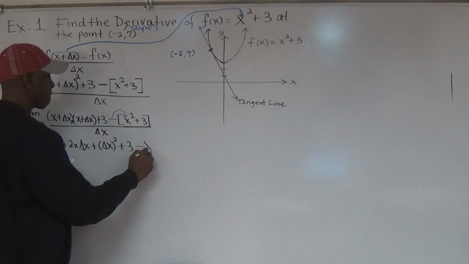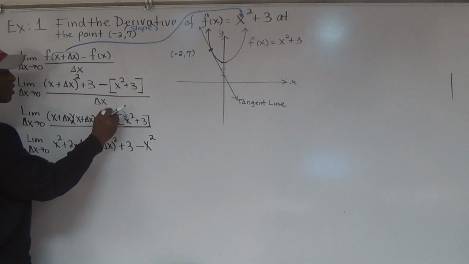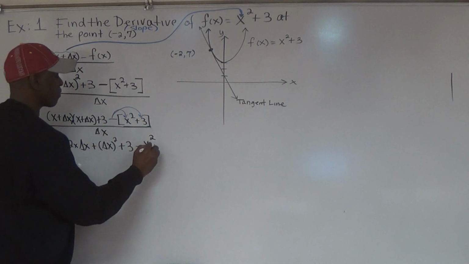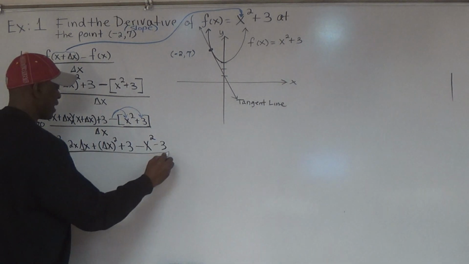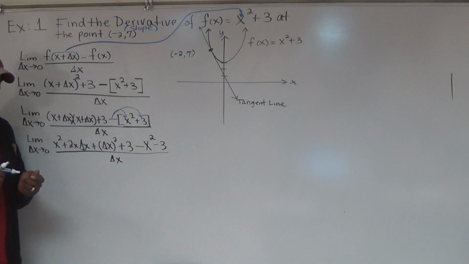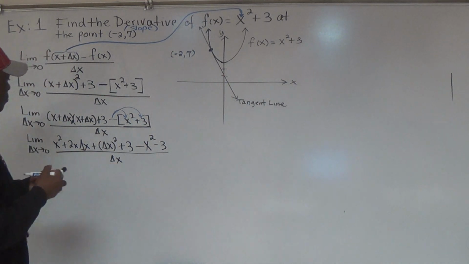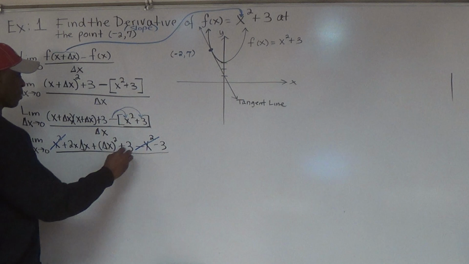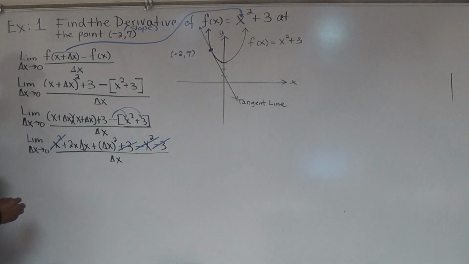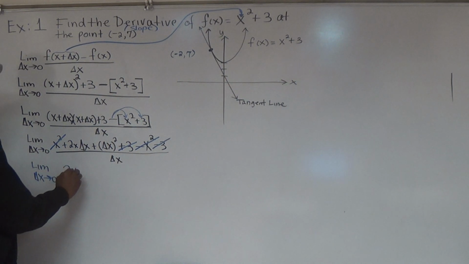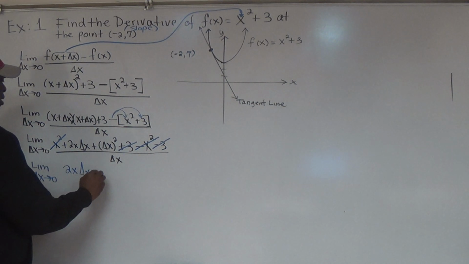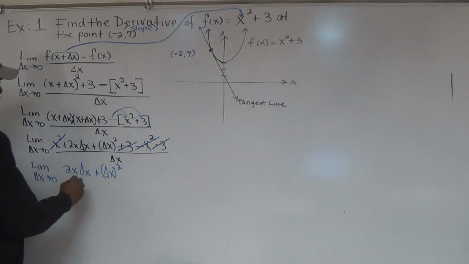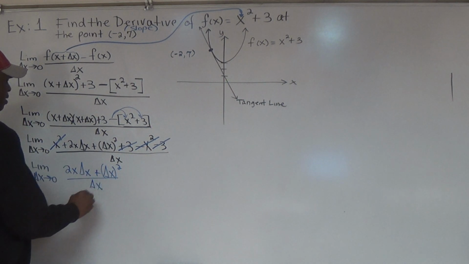Minus x squared. And take the negative times 3, it's going to give me a negative 3. And it's all of this divided by delta x. What cancels out in the numerator? Positive x squared, negative x squared. Positive 3, negative 3. Okay, we're on our way. Limit as delta x gets very small of 2x delta x plus delta x quantity squared, all divided by delta x.